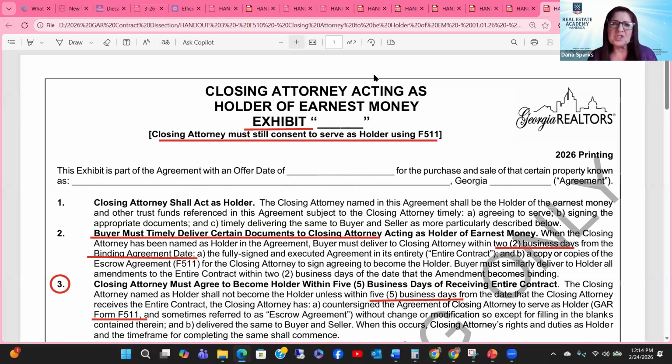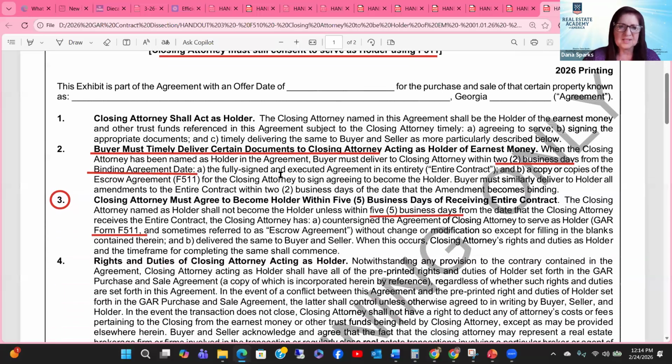The F510, which is this form I'm going over now, is an exhibit. What does that mean? That means it's part of the purchase and sale agreement. So you reference this in the purchase and sale as an exhibit. You fill in the offer date and the property address. This is saying buyer and seller are negotiating that the closing attorney is the holder of the earnest money.